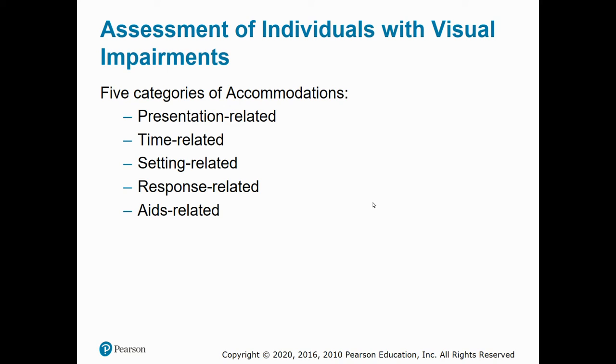If we're assessing someone with a visual impairment, the accommodations can be divided into 5 categories. It's whether it's presentation related, time related, setting related, response related, and aids as in some type of testing aid.